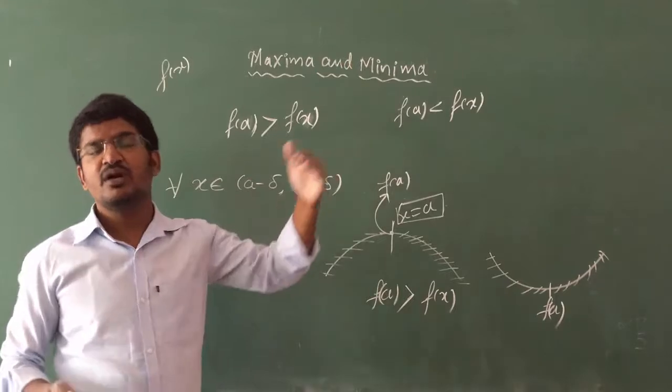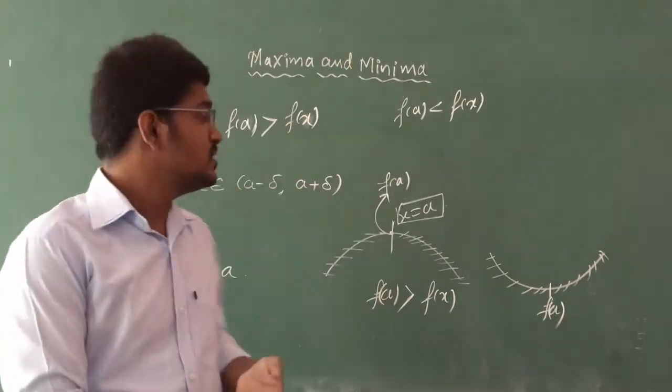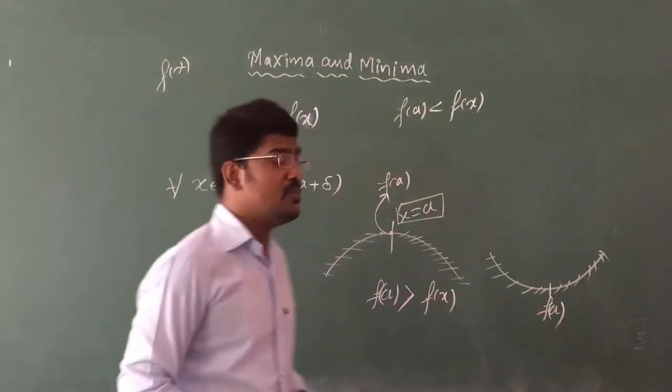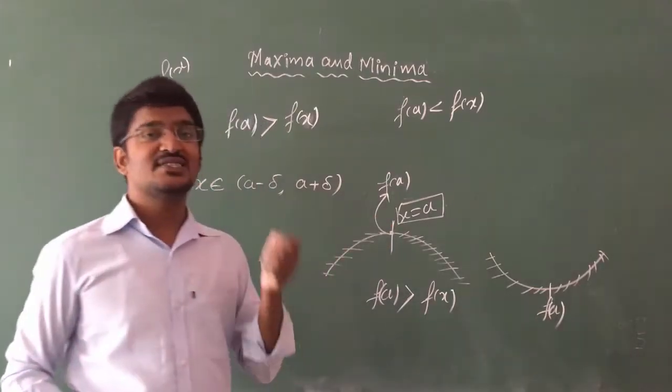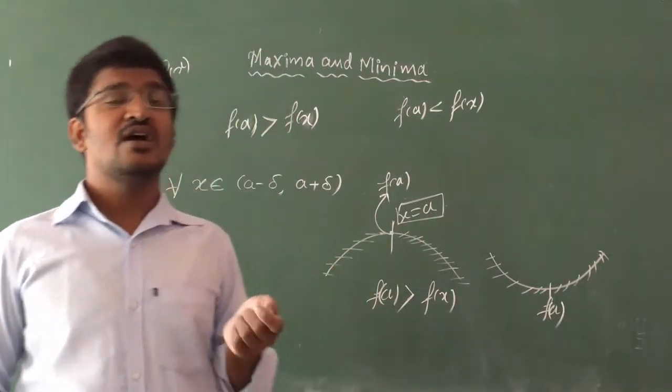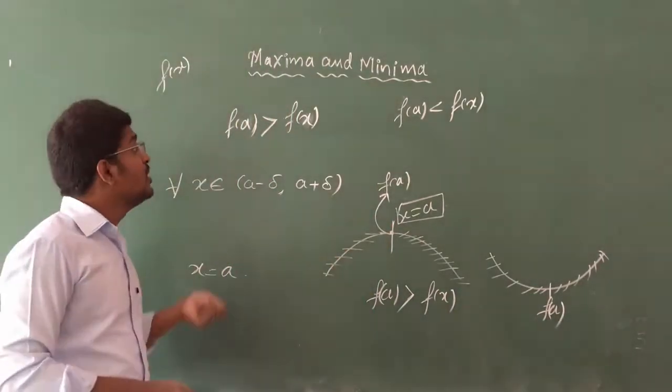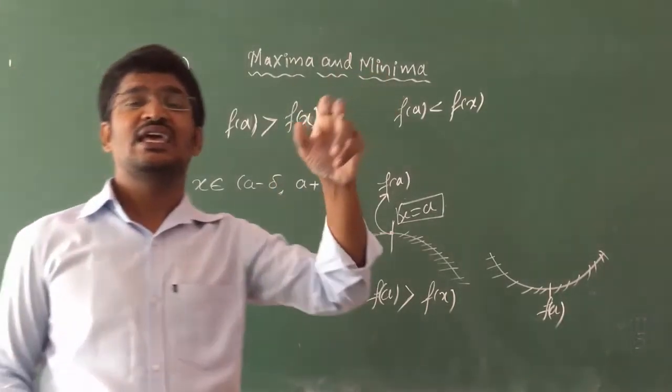That is maximum. On one side it is minimum. For this you can see that it is minimum. For this you can see that it is maximum. That is what your maxima and minima of the given function are.